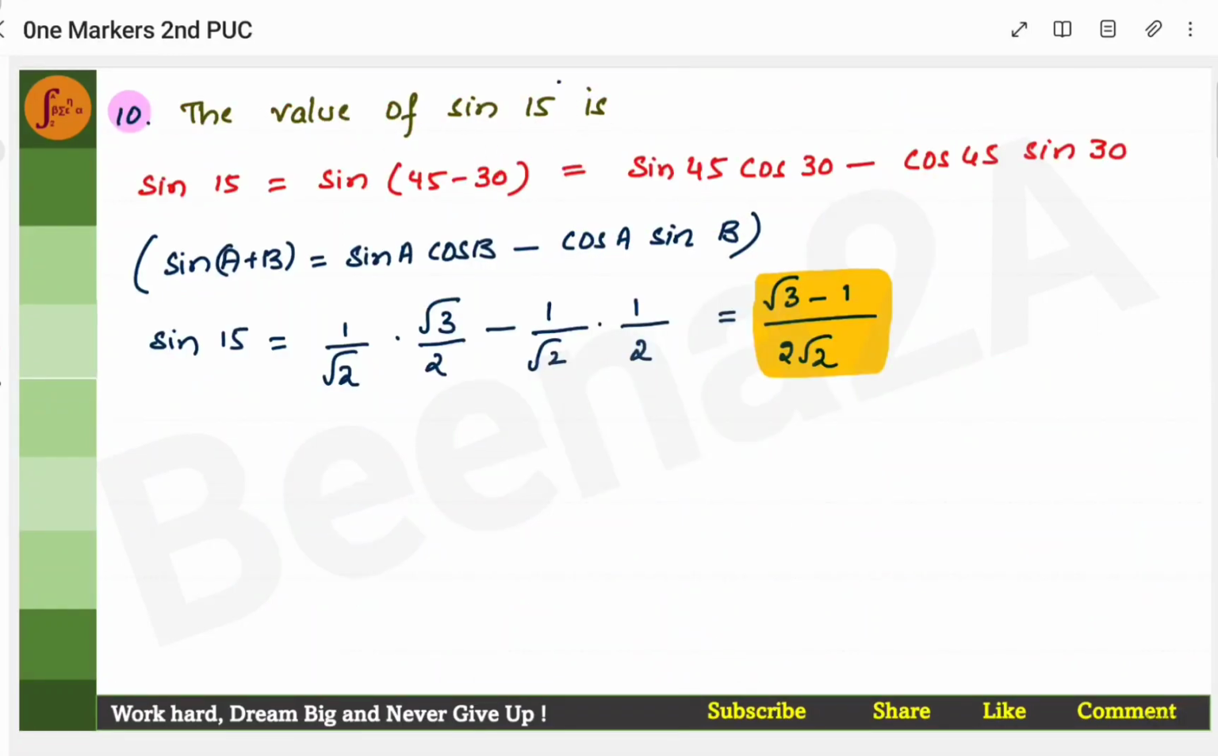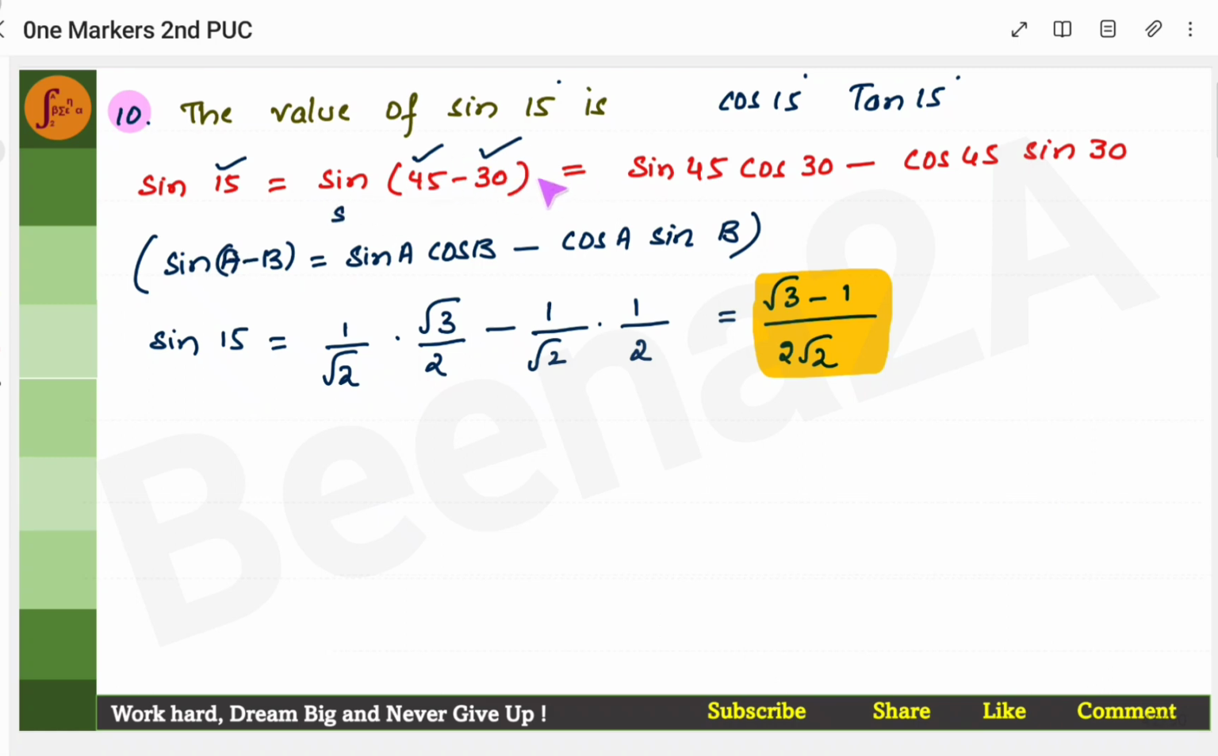Next one, the value of sine 15. Now you could have sine 15 or cos 15 or tan 15, right? What is important is you will have to remember the method. So you can express sine 15 in the form of a compound angle. You can write 15 as 45 minus 30. Why 45 minus 30? Because I know the value of sine 45. I know the value of sine 30. I don't know the value of sine 15, right?